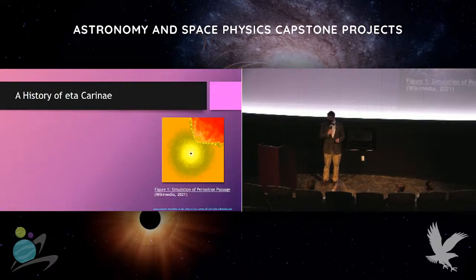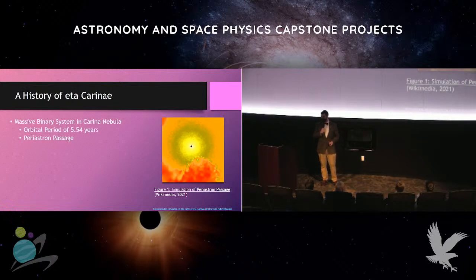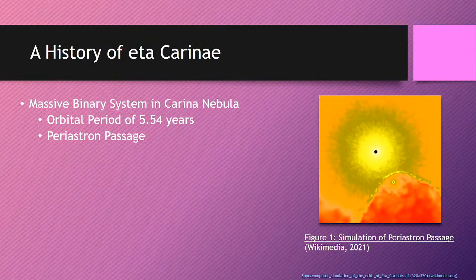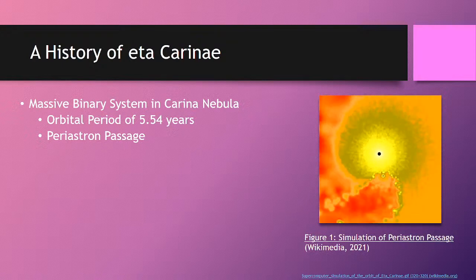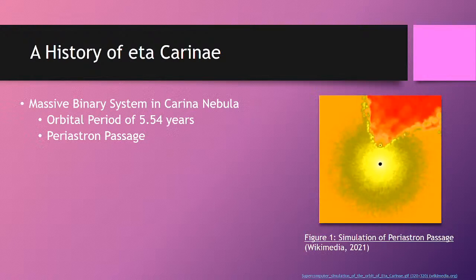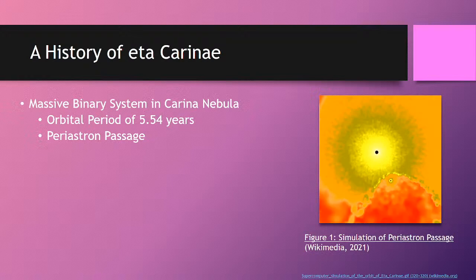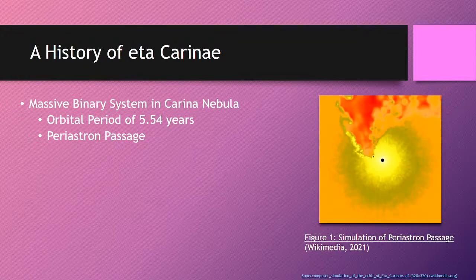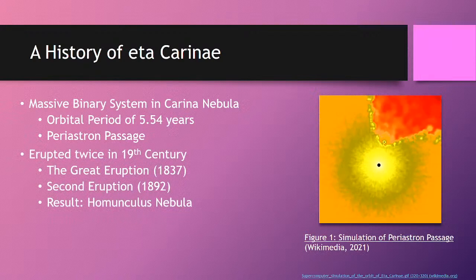All right, so a history of Eta Carinae. It is a massive binary star in the Carina Nebula, and the two stars in the system have a binary period of about 5.54 years, which means that they do a full orbit of each other in about 5.5 years. And the closest of these orbits, as Emily stated, is periastron, where the stars are closest to one another, and they have pretty interesting data at that point.